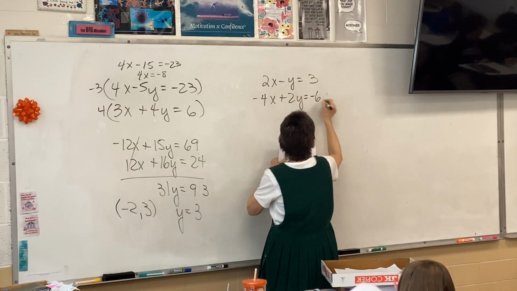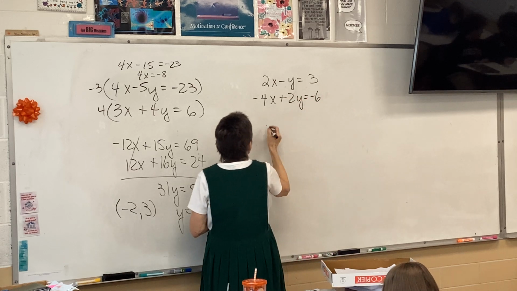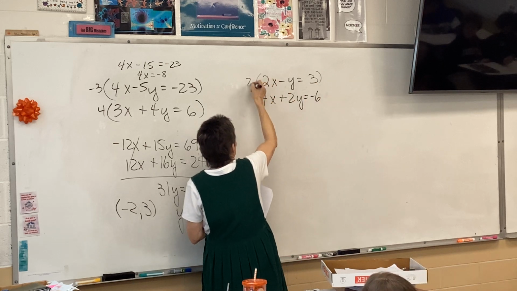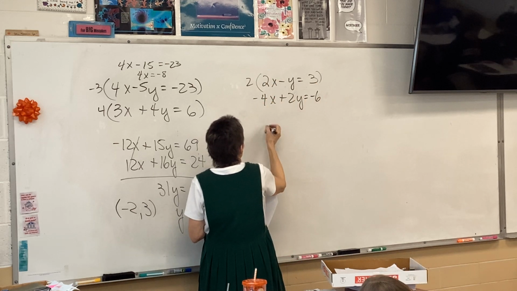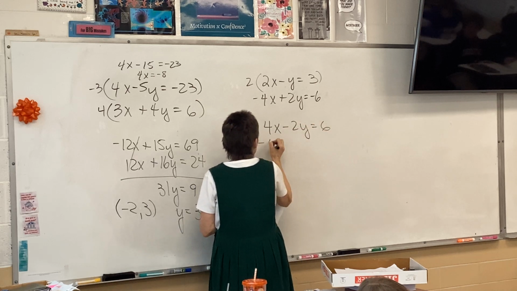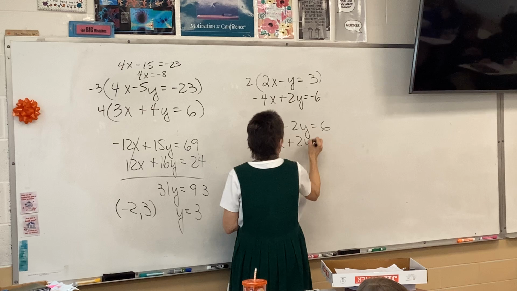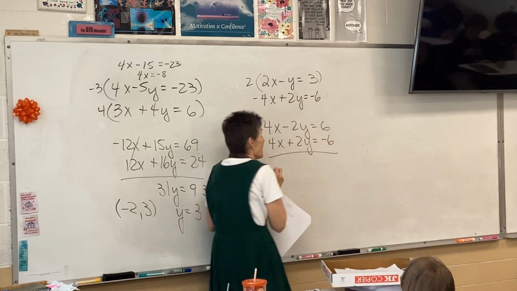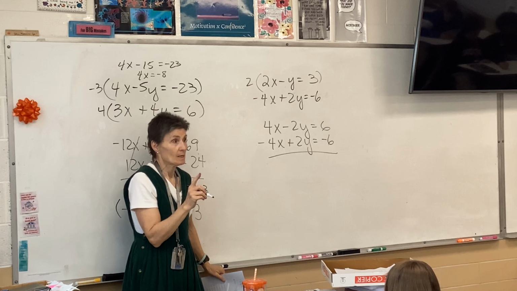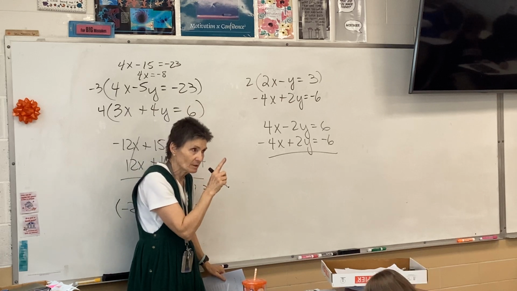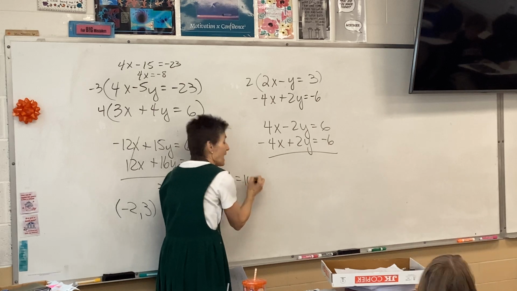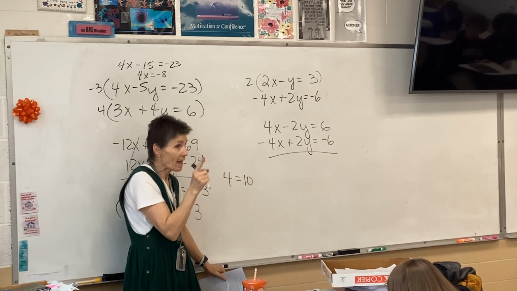Okay, let's cancel out, no solution. So let's multiply by 2, negative 2. So 4x minus 2y equals 6. Now, we're canceling out. This one is not no solution, because remember what happened in the last problem? We got something like 4 equals 10. That means no solution.